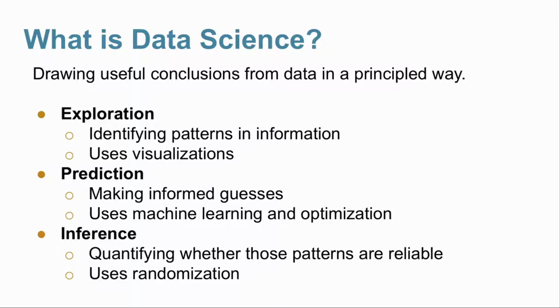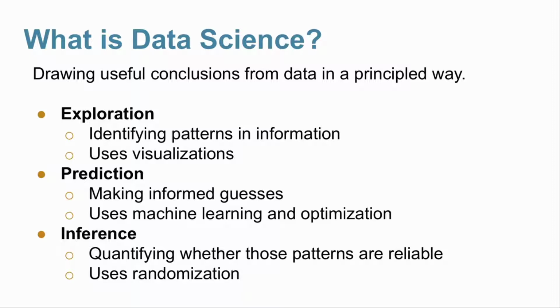Another thing we do in data science is we make predictions or informed guesses. I try to predict the future. I try to predict based on your GPA what your salary will be as a data scientist. This is a part of data science that has a lot to do with machine learning.